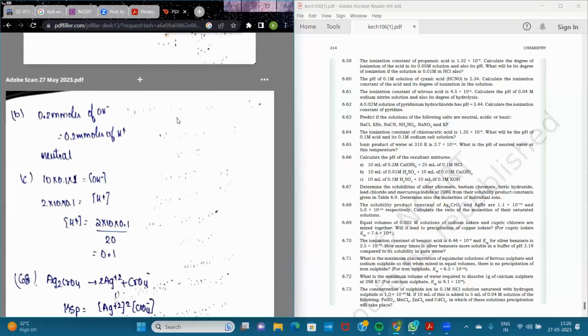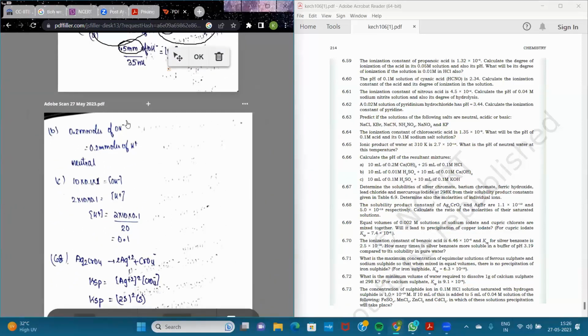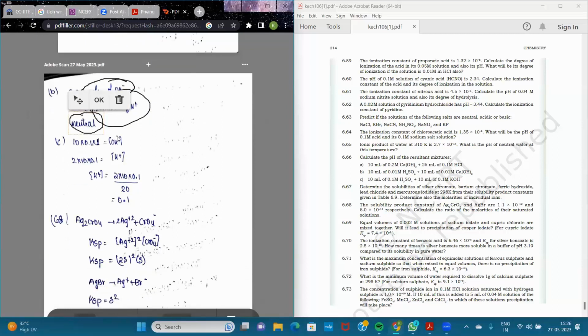And then B part: 0.2 millimoles of OH minus from Ca(OH) twice, and 0.2 millimoles of H plus from H2SO4. Both are neutralized, so the above solution is neutral, so pH is 7.